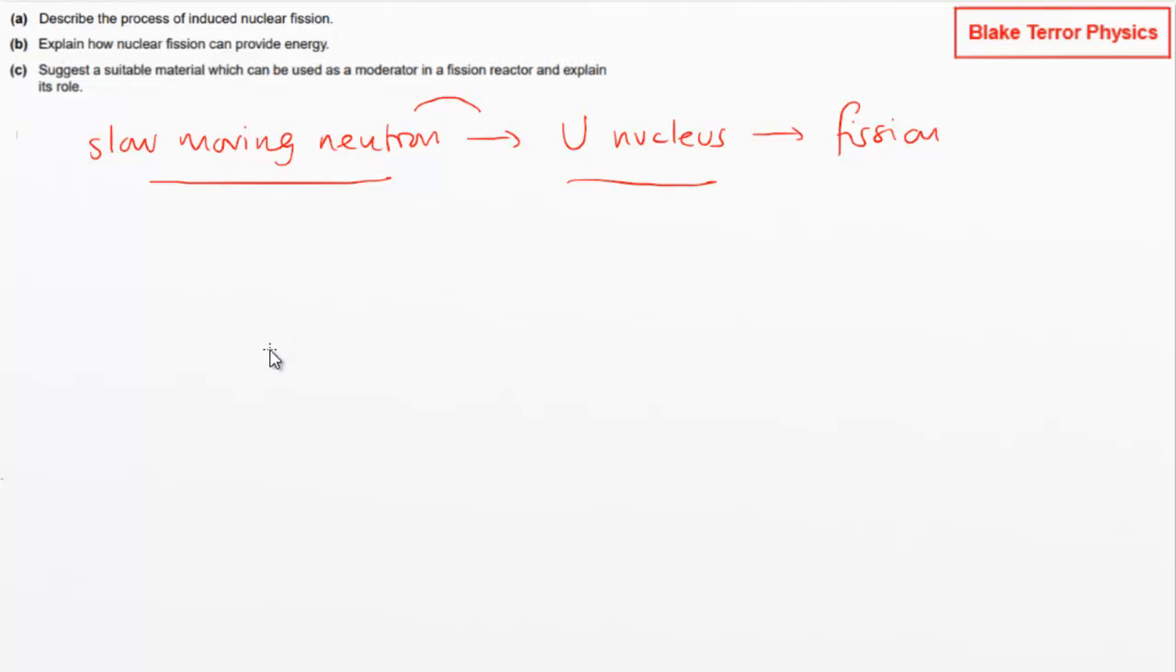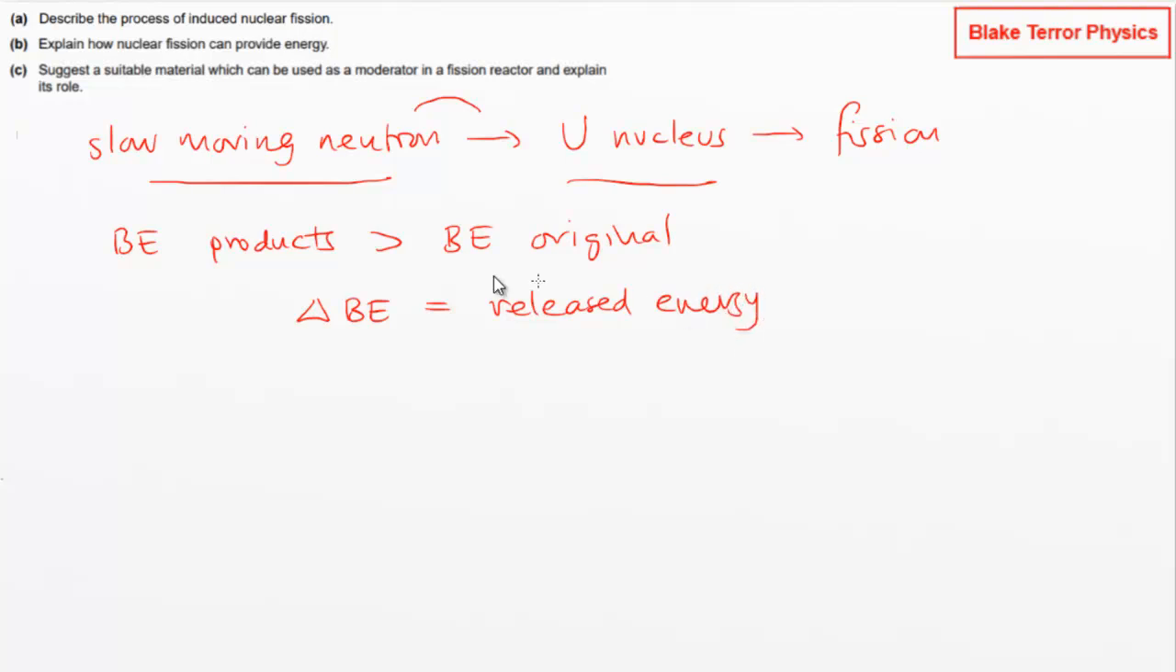induced it to divide. So to explain how nuclear fission can provide energy: the binding energy of the products is greater than the binding energy of the original material. And this difference in the binding energy is the released energy. So the products are more tightly bound than the initial material. They're more stable. So that extra energy is then released.